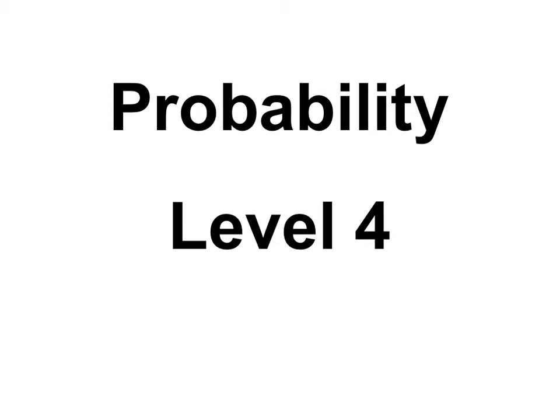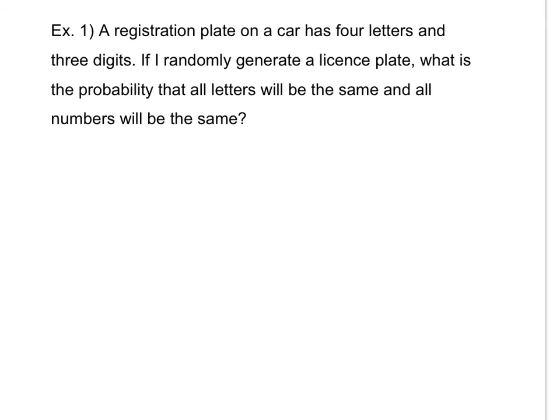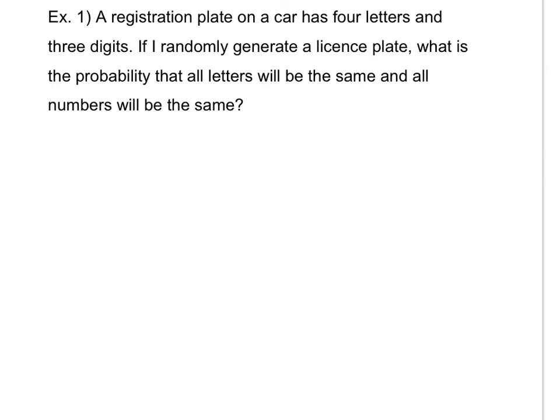Okay, so the first one: a registration plate in a car has 4 letters and 3 digits. If I randomly generate a license plate, what is the probability that all letters will be the same and all numbers will be the same? Okay, so firstly, I want to think about all the acceptable outcomes, which is all the ways I can win. So I can win if my license plate has all letters the same and all numbers the same. So how many ways could that happen?